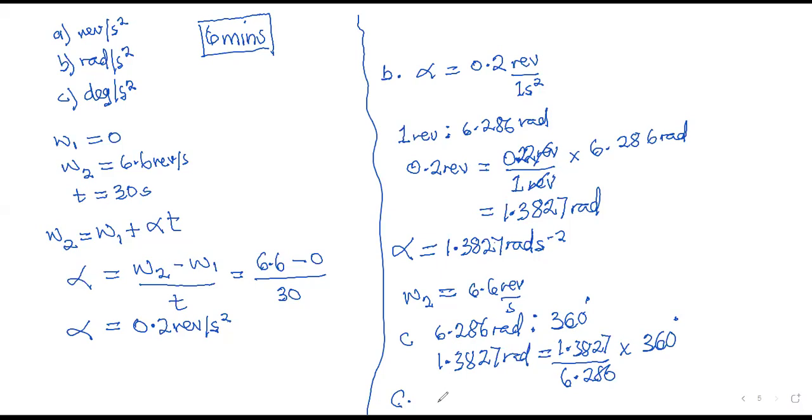Divide 1.3827 by 6.286 and multiply that by 360.